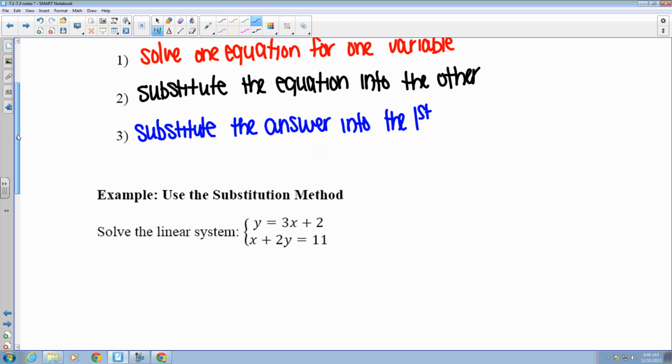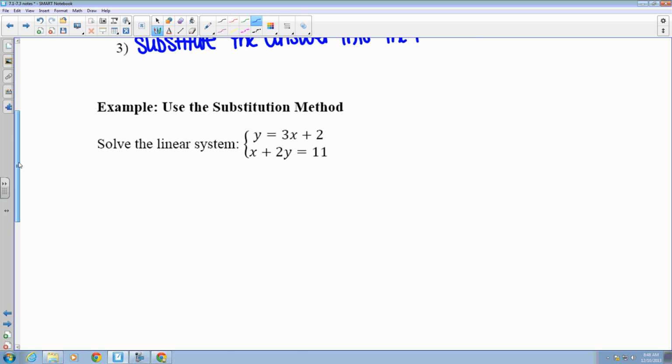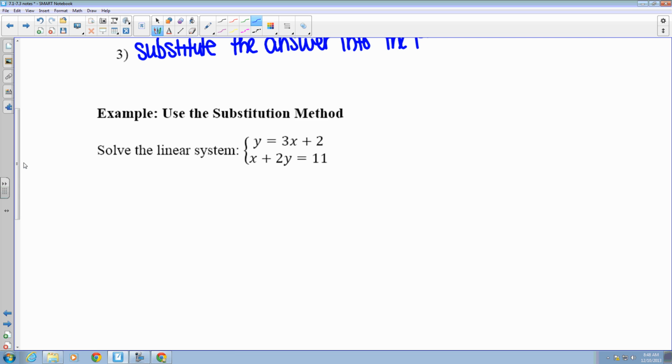Okay, so the first thing you're doing is trying to solve one of the equations for one of the variables. Luckily on this one, the top one is already solved for y. So all that you're going to do now is take the 3x plus 2 and substitute it into the y spot. So x plus 2 times 3x plus 2 equals 11. So now you only have x's to deal with in this equation. We do, however, have to do the distributive property with the 2.